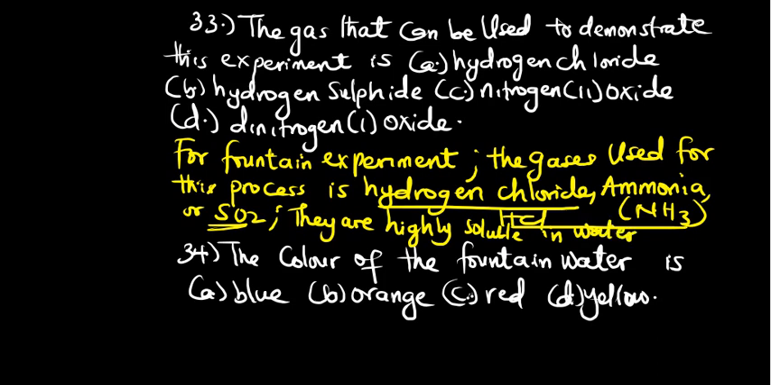So what's our answer here? The gas that can be used to demonstrate this experiment, which experiment is that? The fountain experiment. They say A, hydrogen chloride, B, hydrogen sulfide, C, nitrogen(II) oxide, D, dinitrogen(I) oxide. So our answer here is hydrogen chloride.